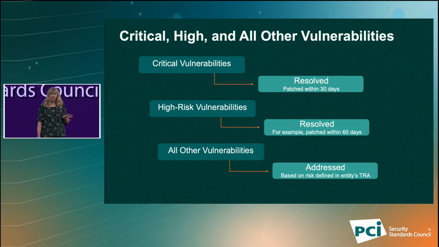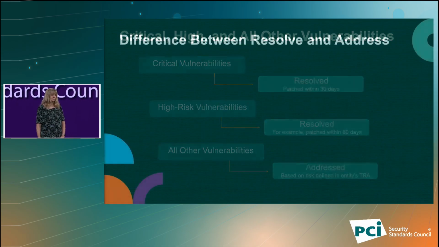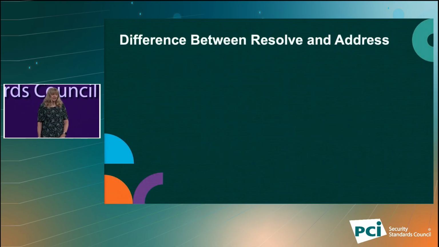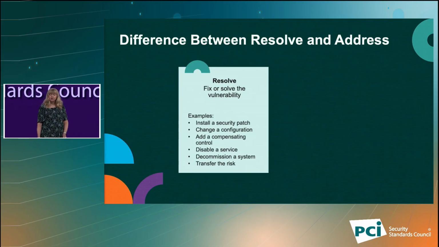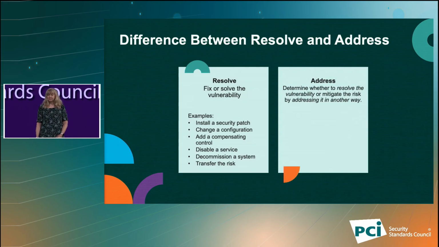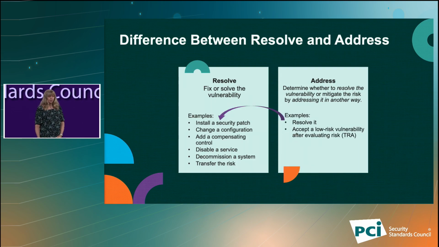Now, you might be wondering, what's the difference between resolve and address? Resolve means you fix that vulnerability. Maybe you install a patch, you change a configuration, maybe you implement a compensating control, you make that vulnerability go away. And address means that either you're going to resolve it, or this is where your opportunity for a risk-based decision comes in. You may decide you're going to accept that vulnerability because it's a low risk for your organization.